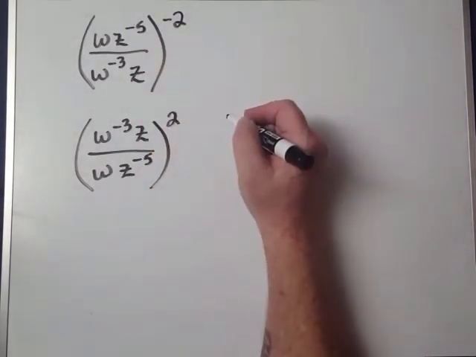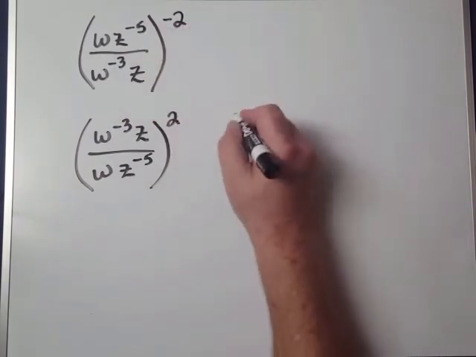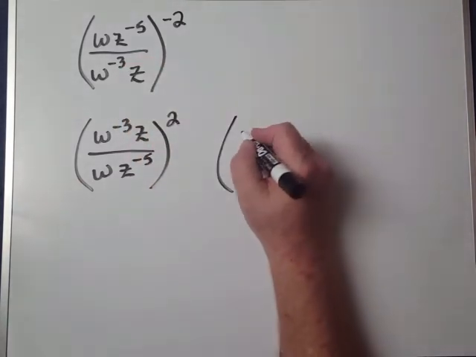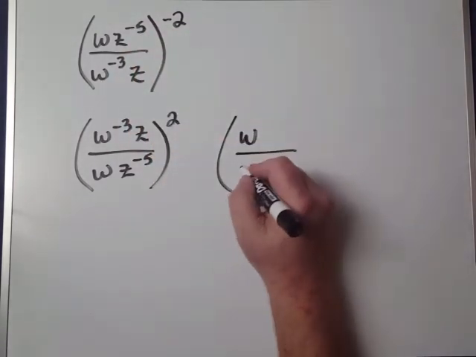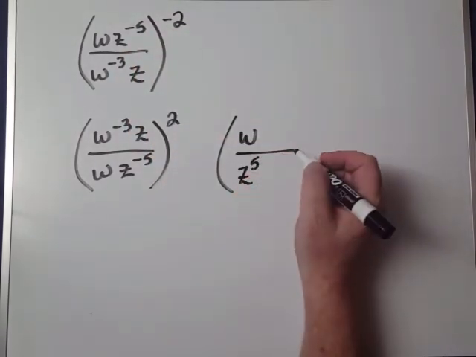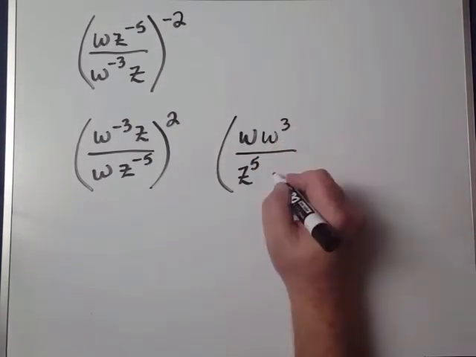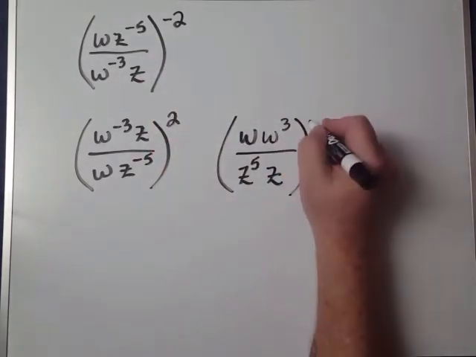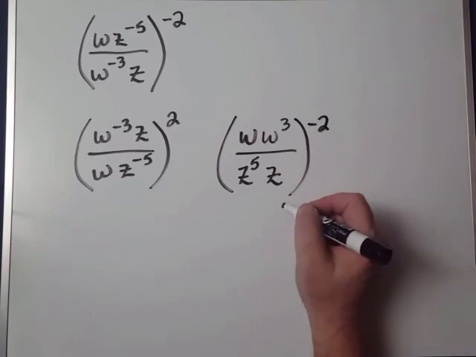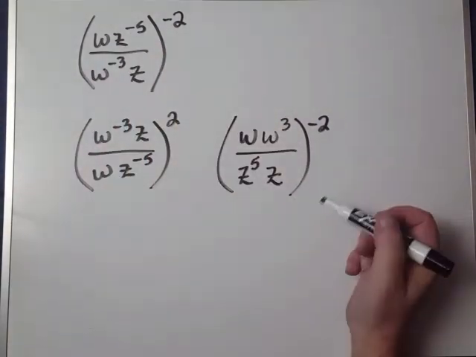Another way to start the problem, I could deal with these negative exponents inside. And I could say, well, just looking inside, that W is going to stay where it is. Z to the negative 5 in the top becomes Z to the positive 5 in the bottom. W to the negative 3 in the bottom becomes W to the positive 3 in the top. And that Z to the positive first stays where he is. That did nothing to my negative 2, my power on the outside. All I did was move those two negative exponents across the fraction bar.